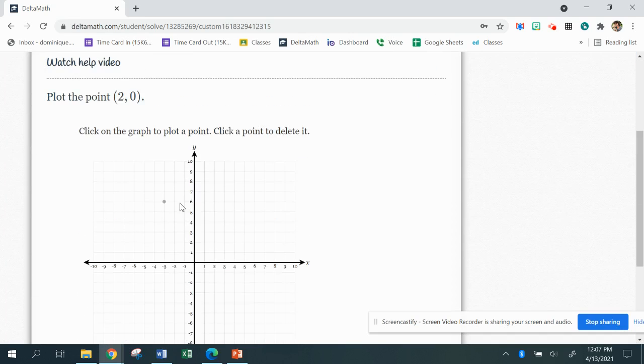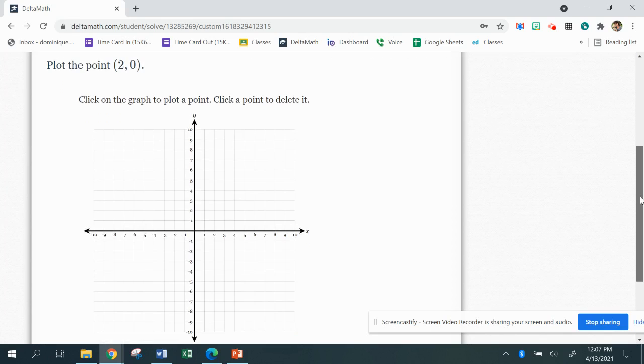Now let's plot the point 2, 0. So we're starting at our origin. We're going to go to where x is 2. So I'm going to go 1, 2, and then where y is 0. In this case, we do not have to move because the y value is 0. We're not going to move up. We're not going to move down. We're going to stay right there. So this is the point where the x value is 2, but the y value is 0.